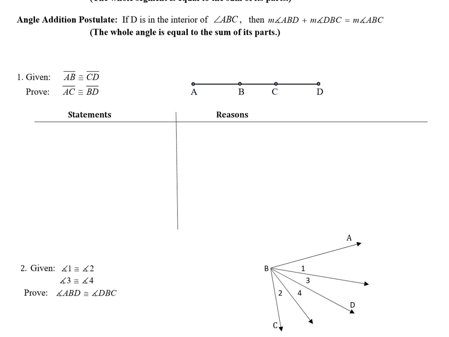Okay, so we're going to use these ideas to add segments. So say I give you that AB is congruent to CD. And I want to prove, so this is where I'm trying to go, I'm trying to show that AC is congruent to BD.